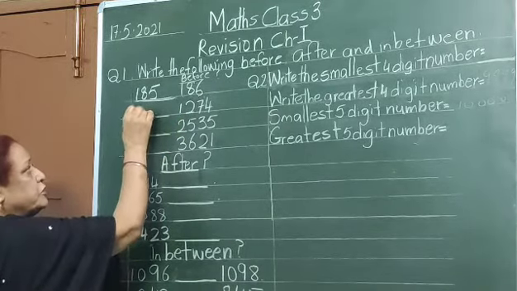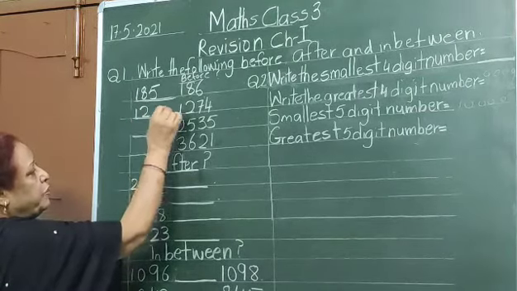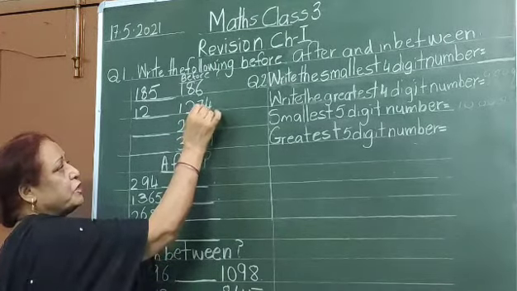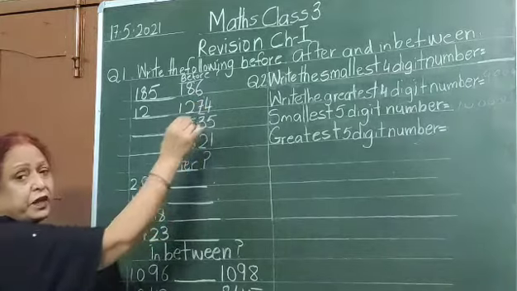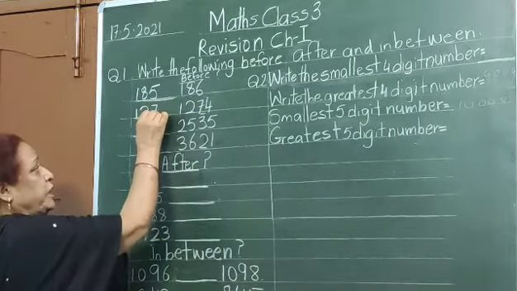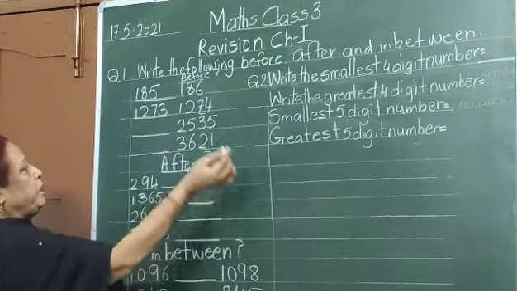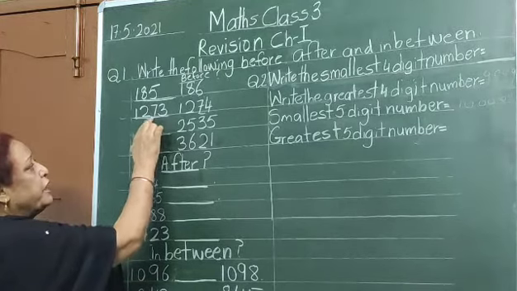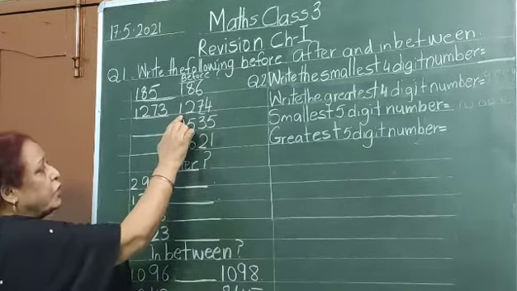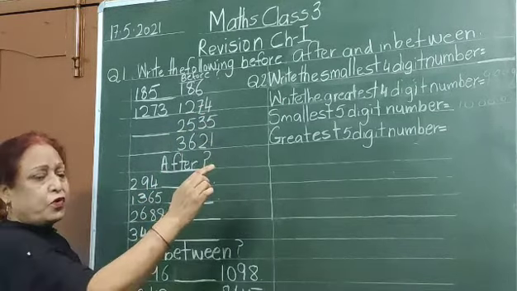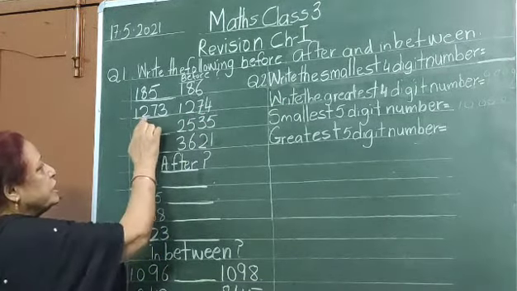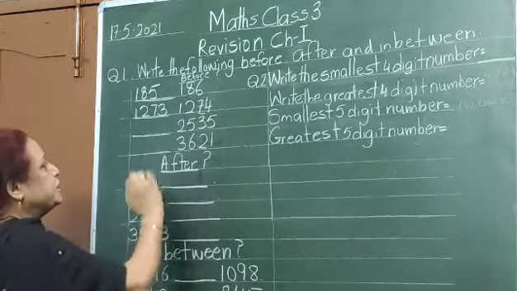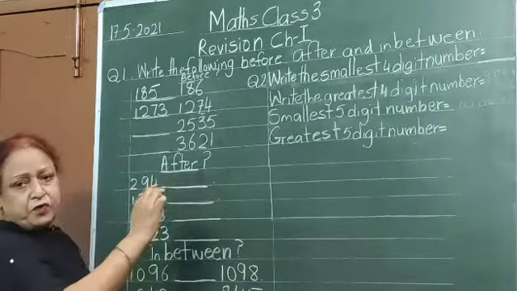Okay, this one, 1274. The 1200 will be the same. We will look at these two digits, 74. What comes before 74? 73. Now let's count: 1273, 1274. What comes before 1274? 1273 will come before these digits. Okay.